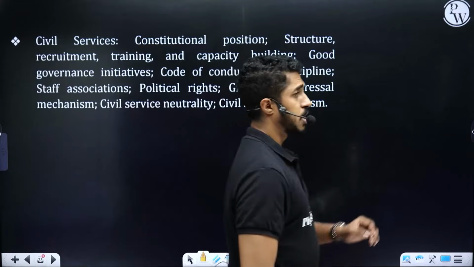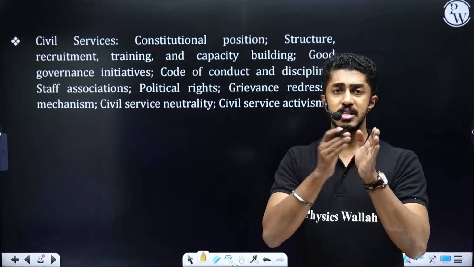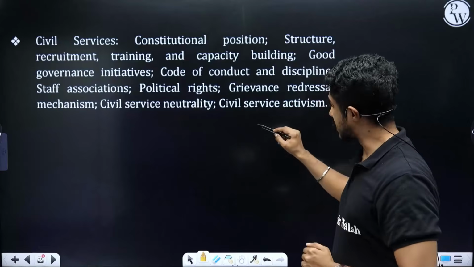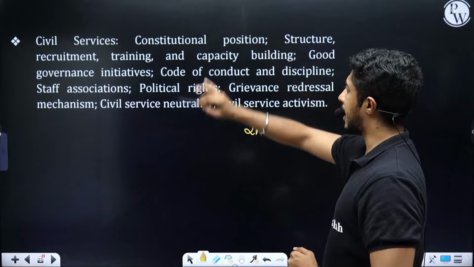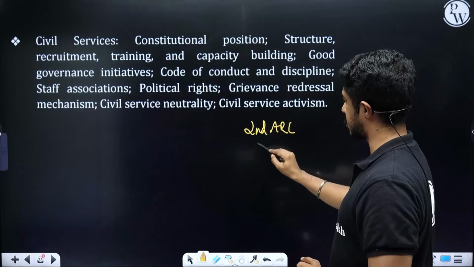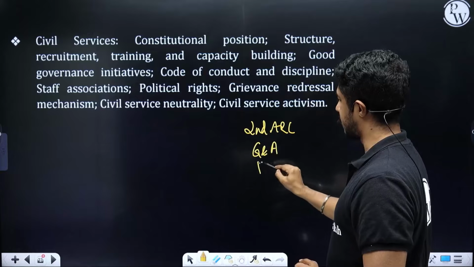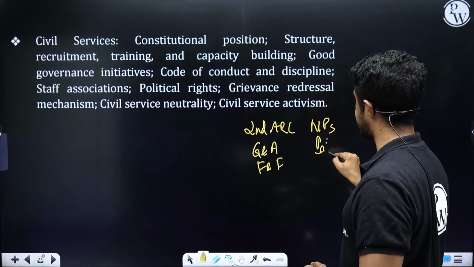Civil services. If you remember, personnel administration was a chapter in paper 1. It is very much connected to this. So once again, it is the second ARC. A brief idea you need to have about civil services, etc. So once again, Goyal and Arora, Fadia, newspapers, internet.